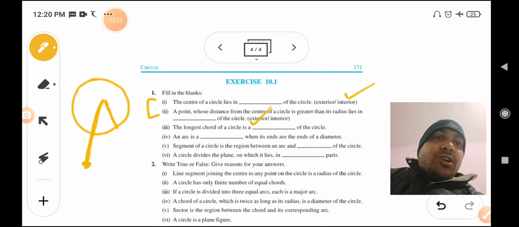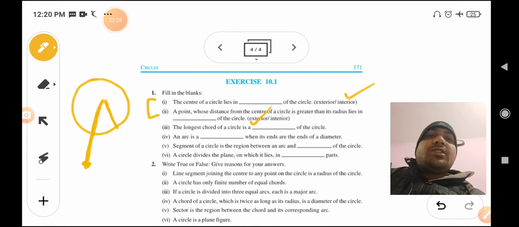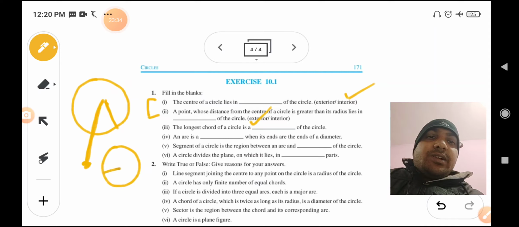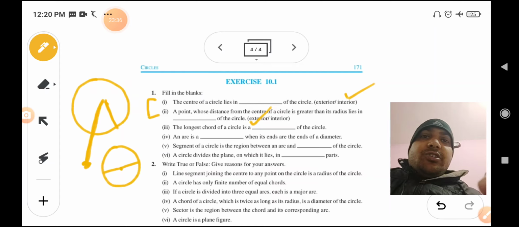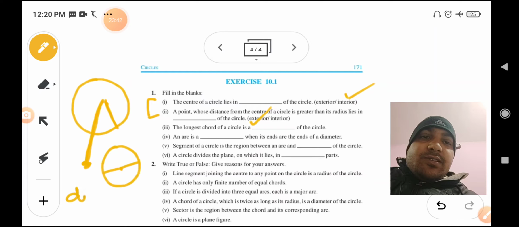Coming to the third: the longest chord of a circle is a dash of the circle. Which is the longest chord? What we have studied is that the longest chord is the diameter. So the answer will be diameter.